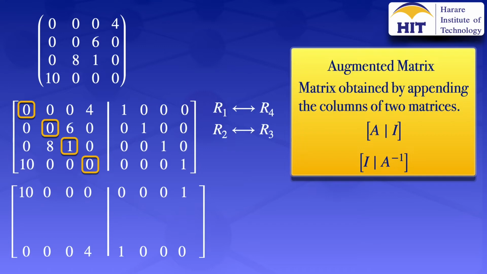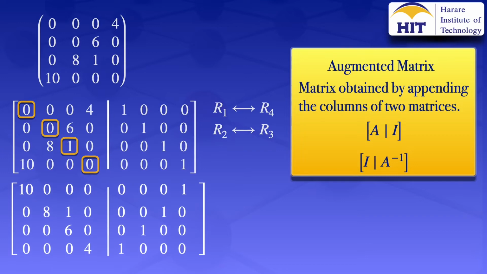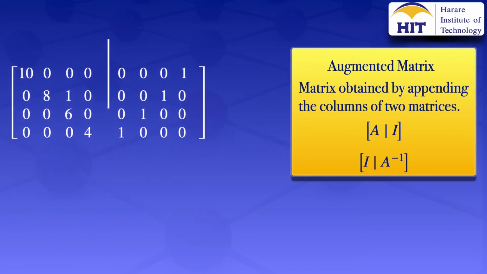And our new row 2 now, we have a 0, 8, 1, 0, 0, 0, 1, 0. And our row 3 now is what we're having as row 2 above. So it will be a 0, 0, 6, 0, 0, 1, 0, 0. So that's our new augmented matrix there.